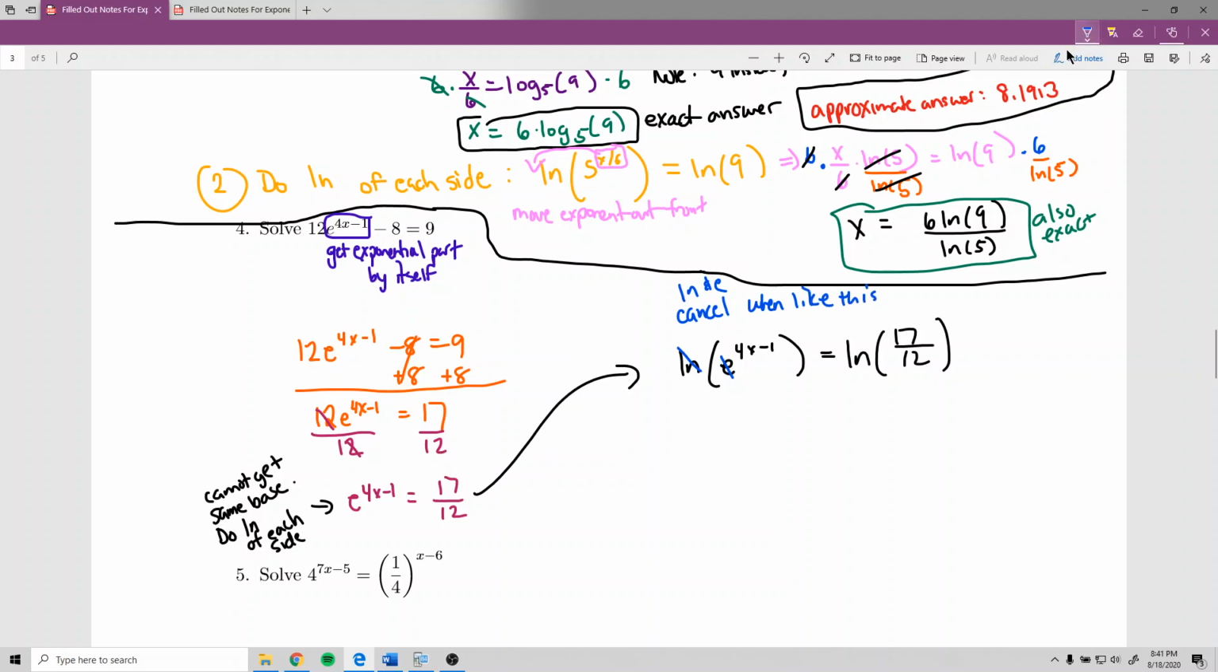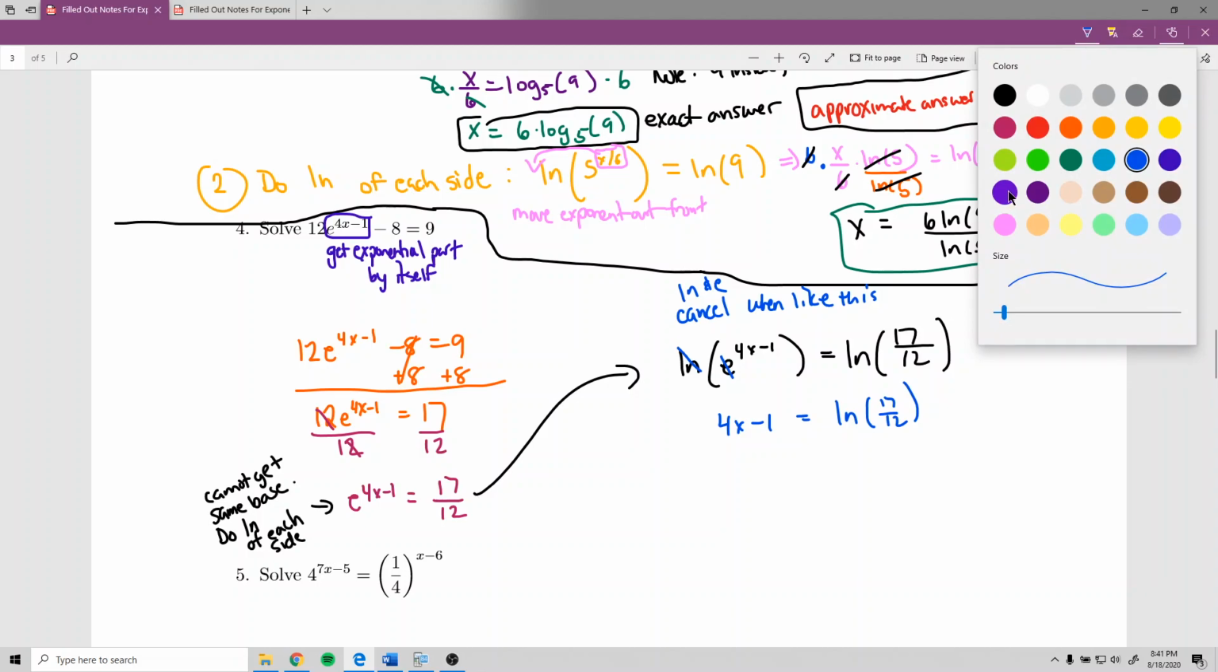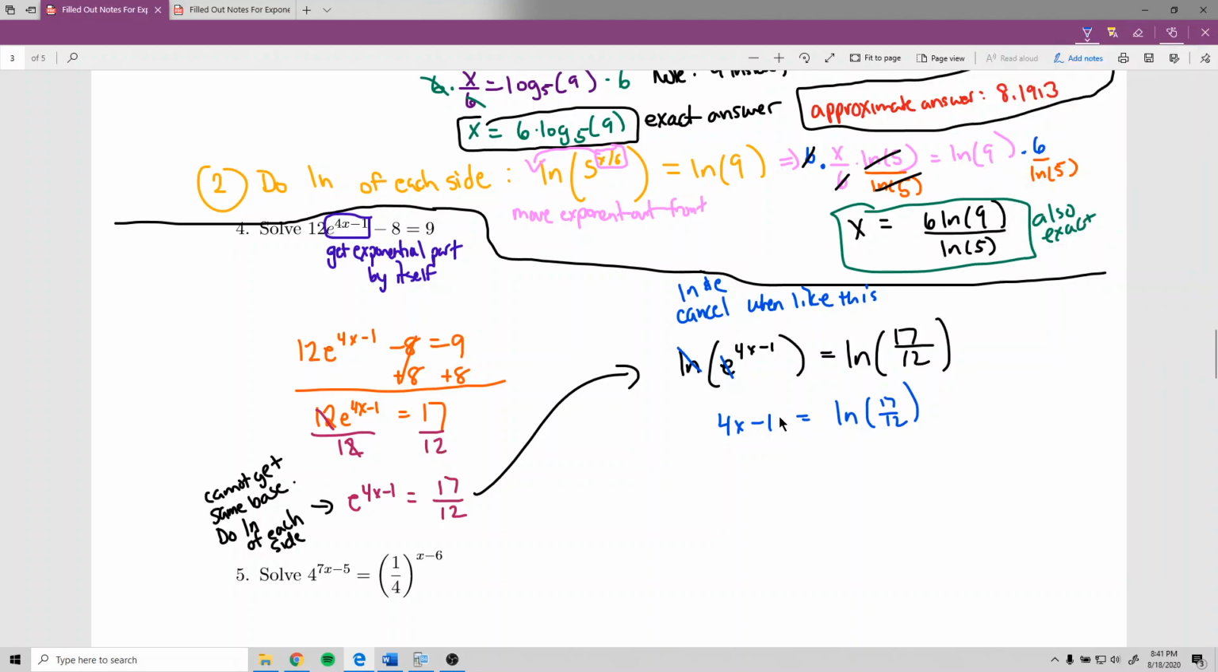Right, that was one of the last problems we did in the last section. So the left side now is just 4x minus 1 equals the natural log of 17 over 12. And then once we get here, it's a lot like the last one again. When we had x over 6 equals ln of 9 times ln of 5 last time, we solved for x. We're going to solve for x again, just keeping in mind that this is just a number. How would you solve 4x minus 1 equals 2?